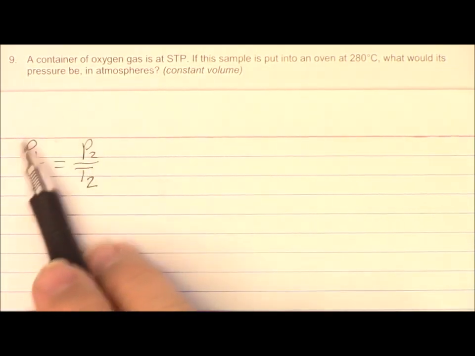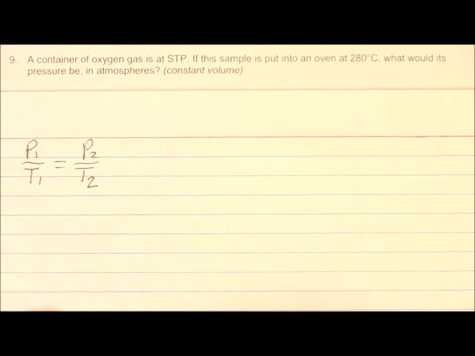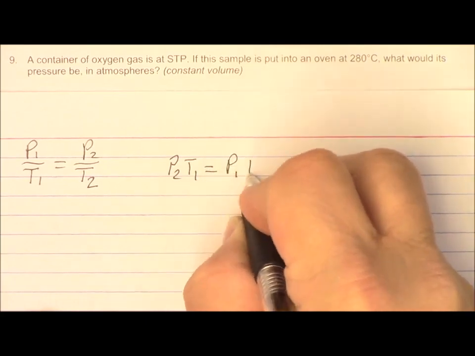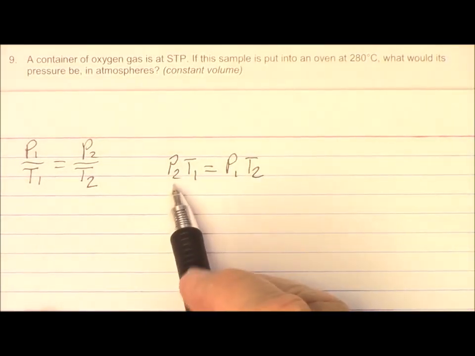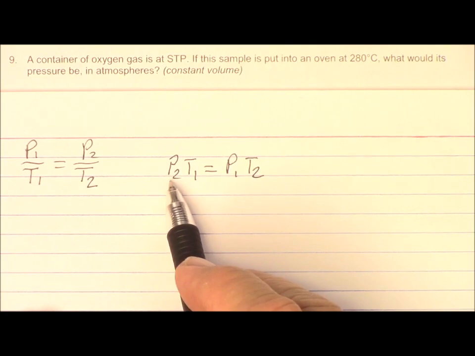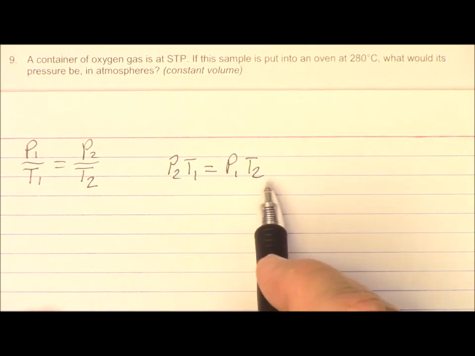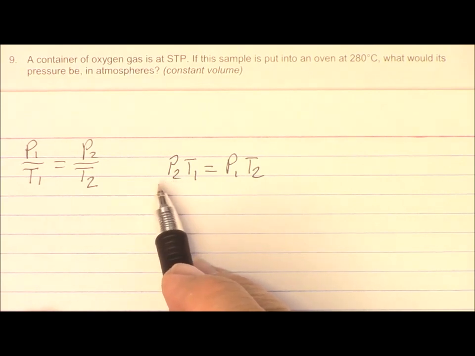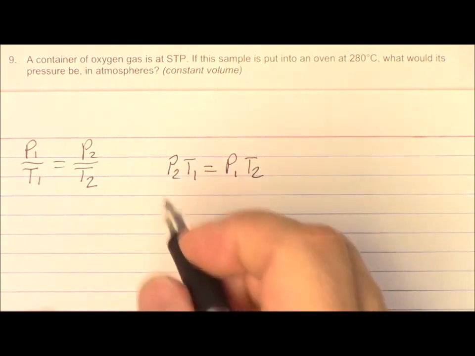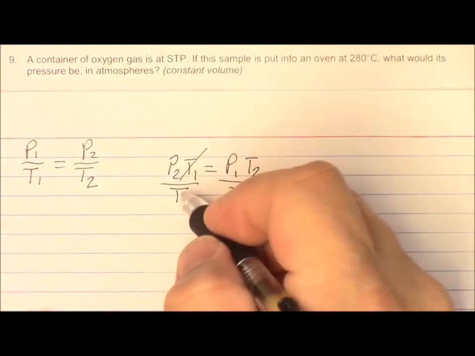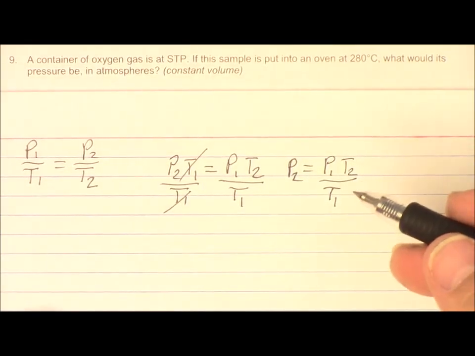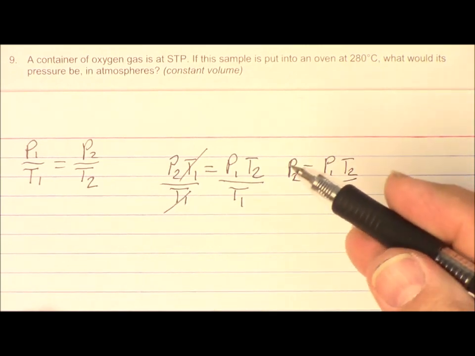Well, we'll have to algebraically solve this for final pressure. Let's go ahead and cross multiply. I've just cross multiplied: P2 T1 equals P1 T2. Again, we're looking for the final pressure, so I need to divide both sides by T1 to get rid of the T1 here. There's the equation. We need to solve for P2.